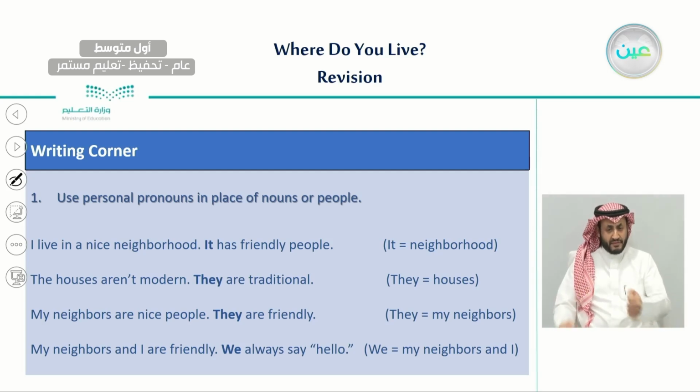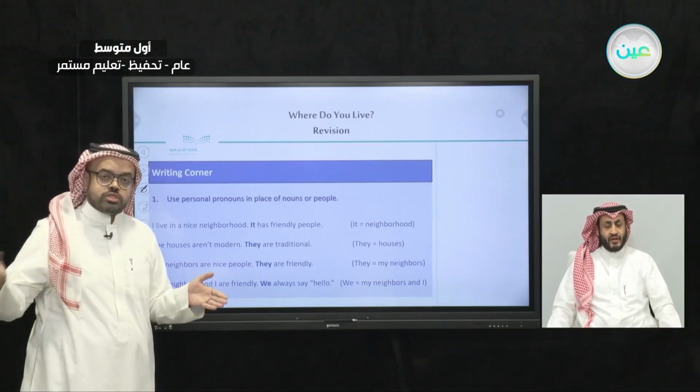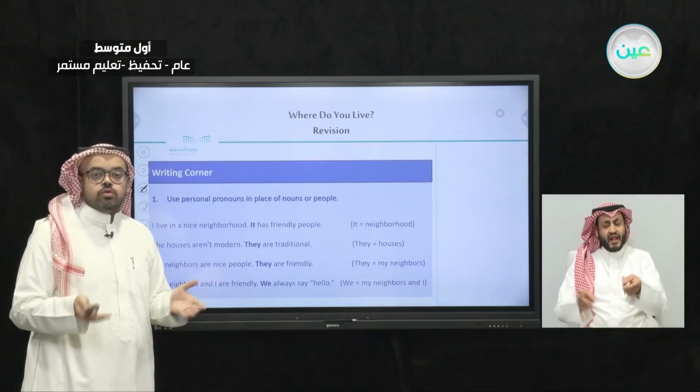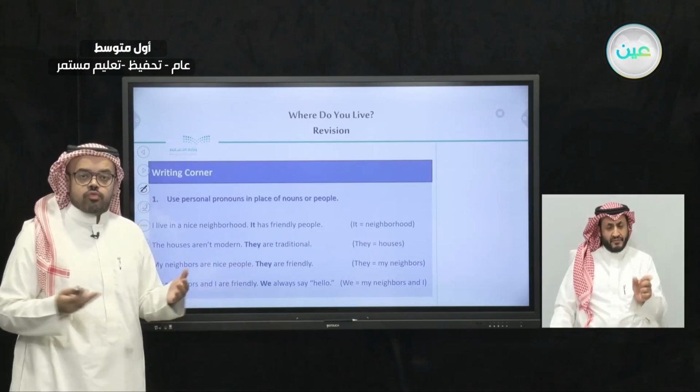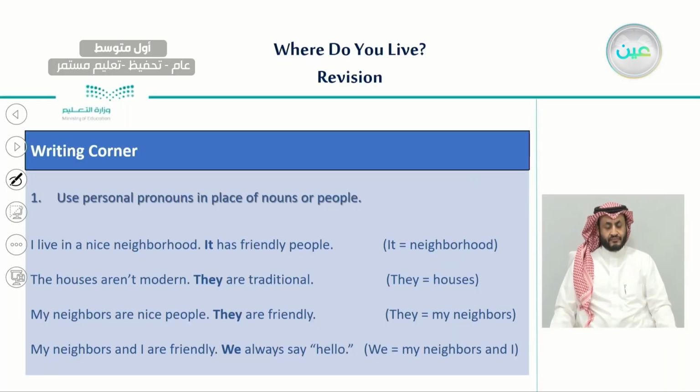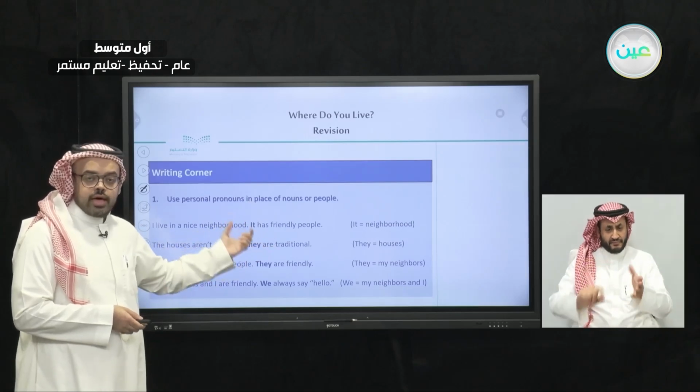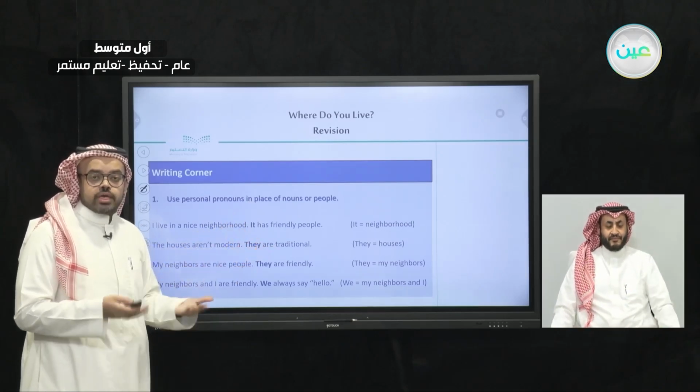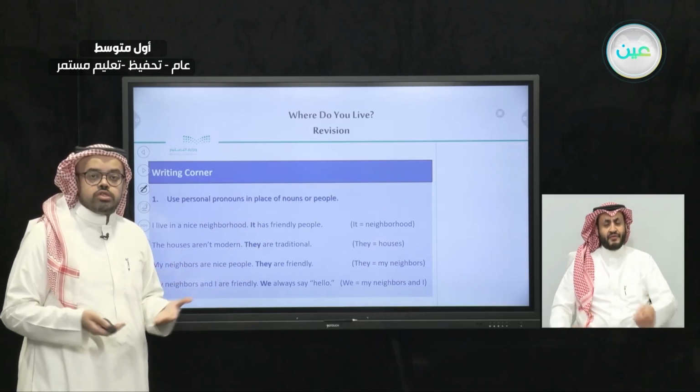And also, we have learned about the personal pronoun, and we said that in English, instead of mentioning the names or the nouns more than one time in a text, we can use a personal pronoun instead. For example, if you have a look at the first sentence here, I live in a nice neighborhood. It has friendly people. So it here is actually a personal pronoun. Instead of repeating the word neighborhood more than once, we use a personal pronoun just to make it easier to read and also easier to write.